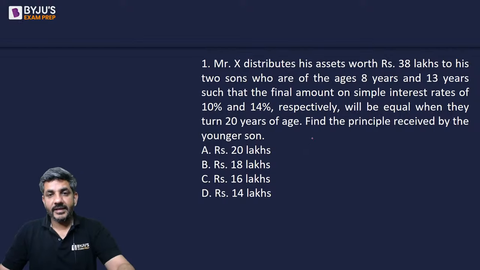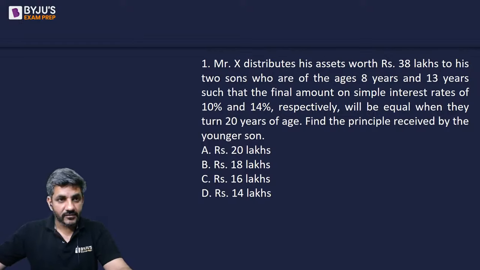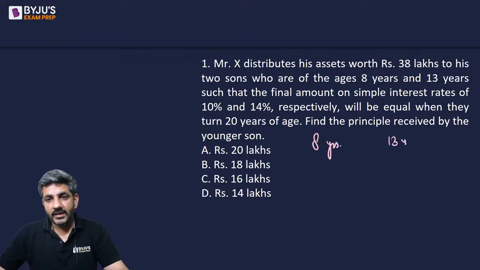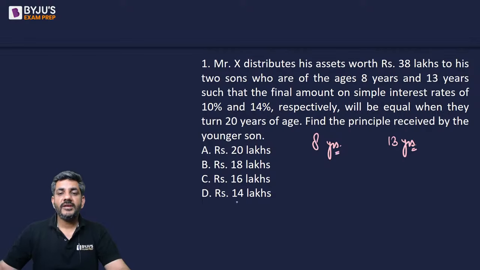First of all, it says that the younger son is currently 8 years of age. Just a second, let me just change the color of the pen. Yes. Hanji. The younger son is currently 8 years of age. The elder son is currently 13 years of age. 8 and 13 are their ages. And he says the total amount should be equal when they are 20 years old.